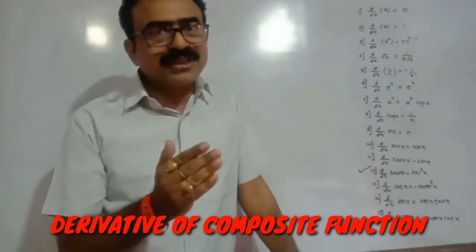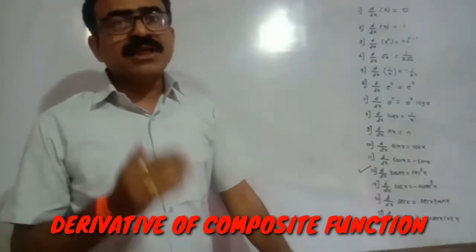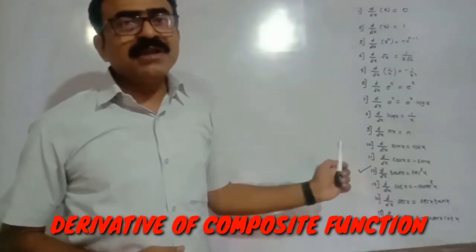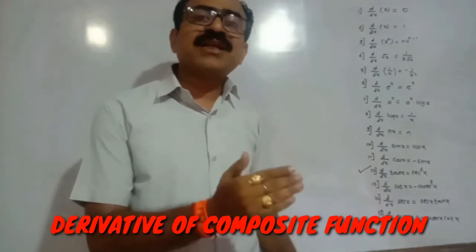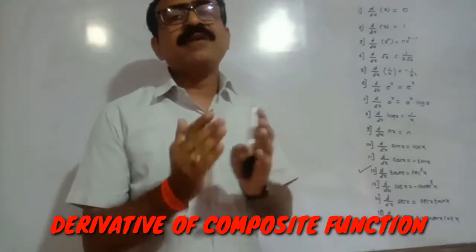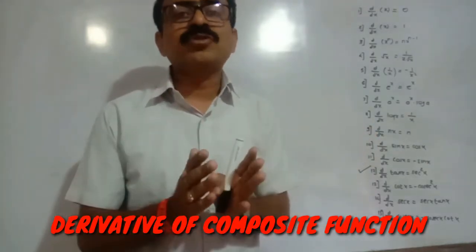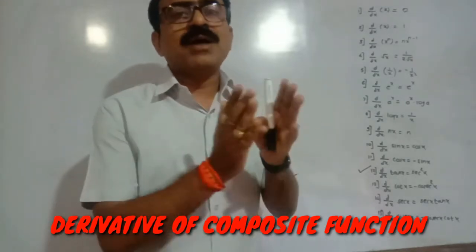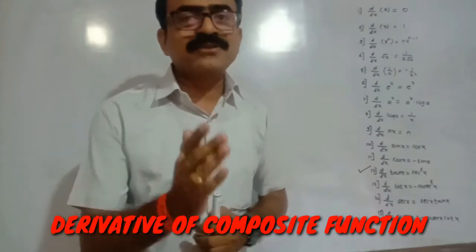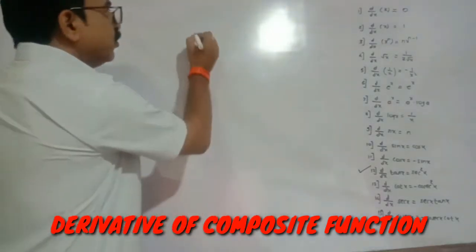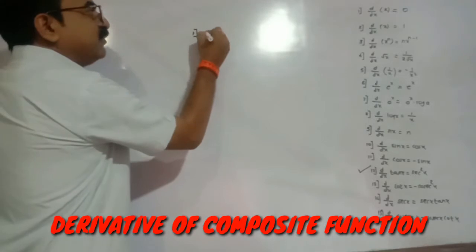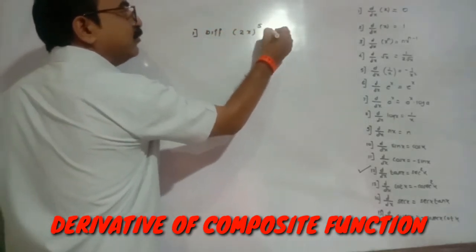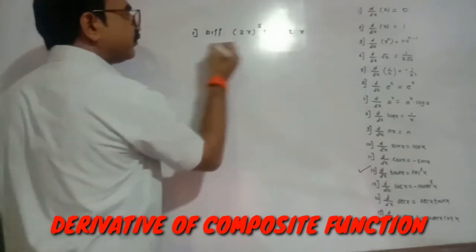Derivative of tan x is sec square x. Derivative of cot x is minus cosec square x. Derivative of sec x is sec x into tan x. And derivative of cosec x is minus cosec x into cot x. Got it? So friend, to understand better this concept, let us take some example. So your first example is differentiate 2x raised to power 5 with respect to x.